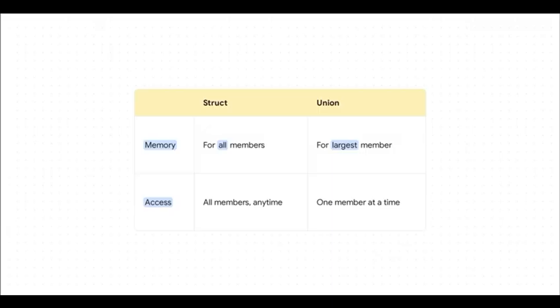Speaking of data structures, here's a classic interview question. What's the difference between a struct and a union? With a struct, the compiler allocates memory for every single member inside it. But with a union, all the members share the exact same memory space, which is just big enough to hold the largest member. It's a really clever way to test if you're thinking about memory efficiency.